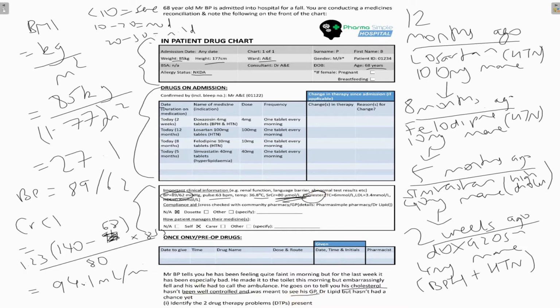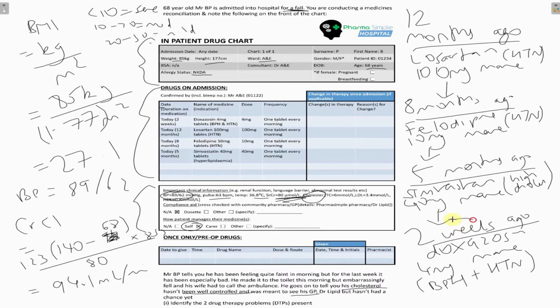Compliance aids are not applicable. They don't take any dosages or use any medication aids. The patient manages their medicine themselves, and we've got once only or pre-op drugs, but that's not applicable at the moment. So the most important thing we want to look towards is why they fell in the first place, and see if it's related to any medications or anything else.